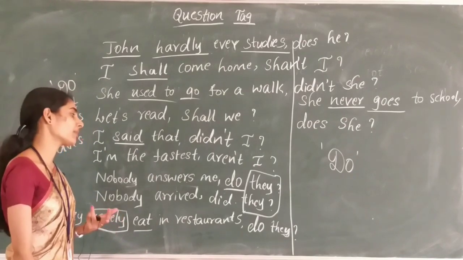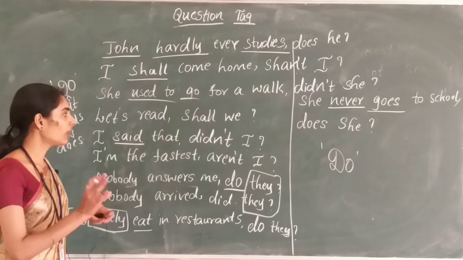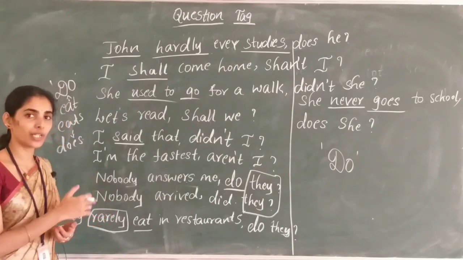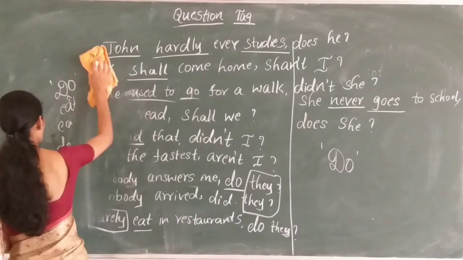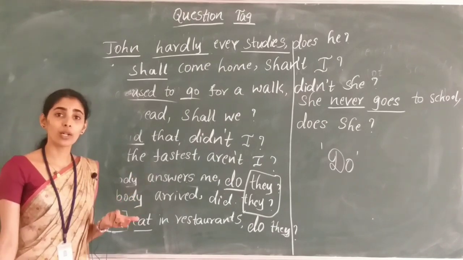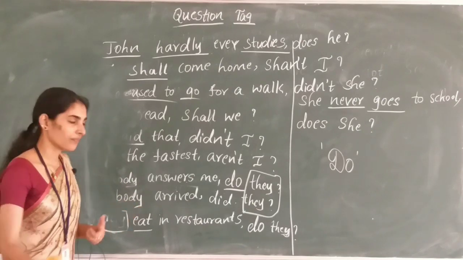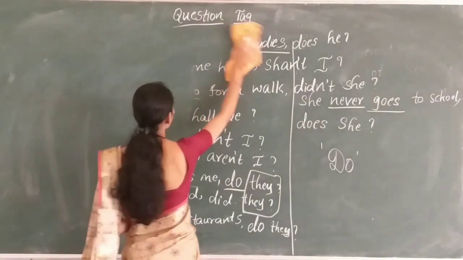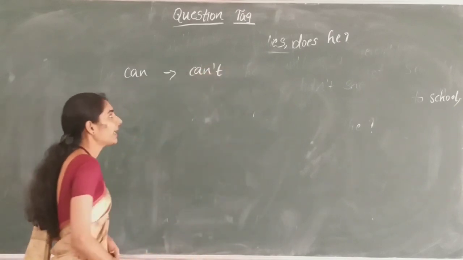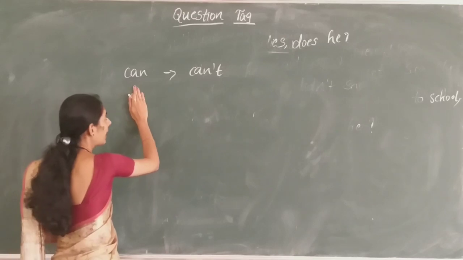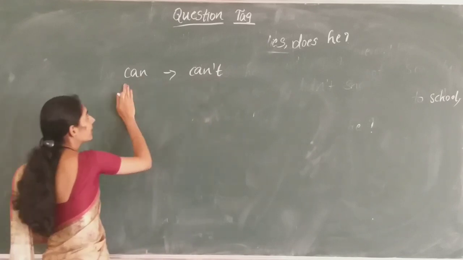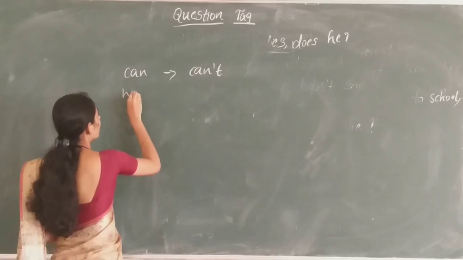I have discussed all the important points that you require for the examination. So learn all these forms: positive to negative, negative to positive, and then imperative sentences. As I said, change positive into negative and negative into positive, especially when you find helping verbs or modal verbs in a sentence. That is very easy. Let's look at that quickly. So can becomes can't. If can is given in the statement, then the tag becomes can't. If can't is given in the statement, then the tag becomes can. Simple as that.